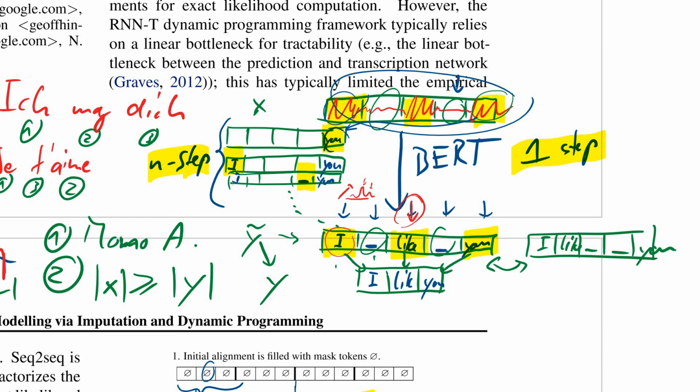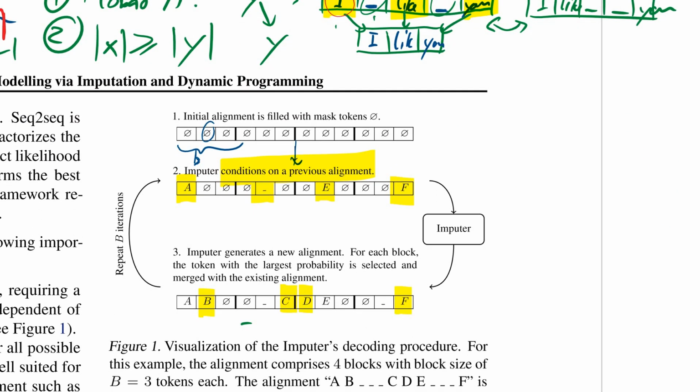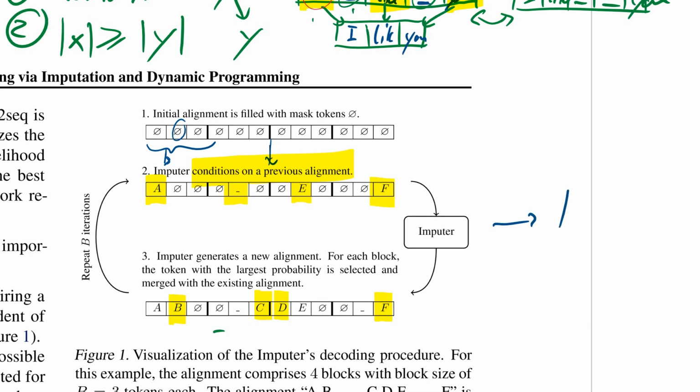Right, so it will compute this alignment and the actual tokens at the same time in this process. So how many steps does this take? This now takes b steps.